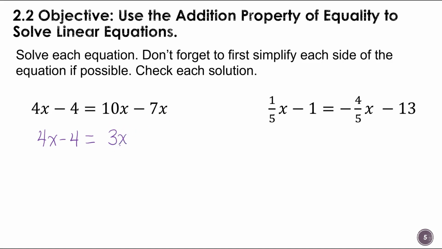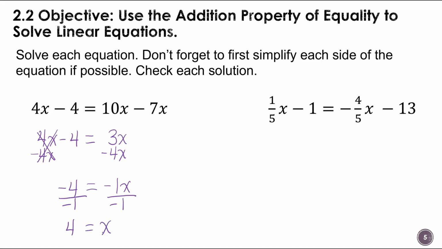Now I need my variables together, and I have some on both sides. Since the 3x is by itself, I'm going to subtract 4x. Now I bring down the negative 4. 4x minus 4x is 0, so technically that's gone now. And whenever I subtract the 4x from 3x, I get negative 1x. We're going to divide by negative 1, and 4 equals x, or x equals 4.